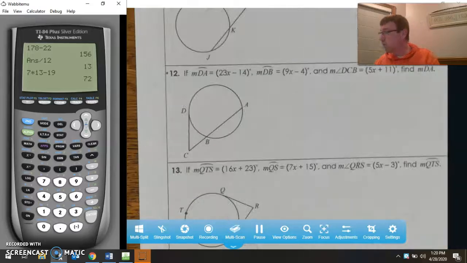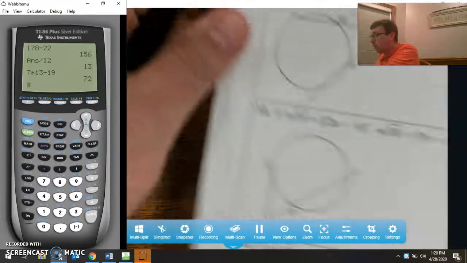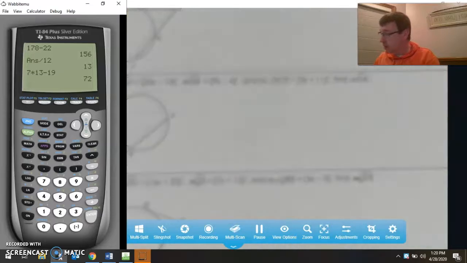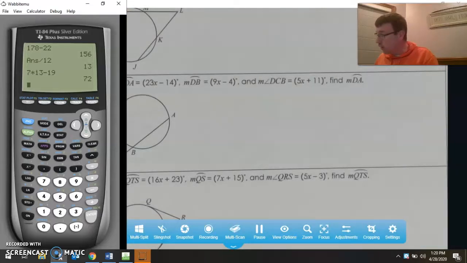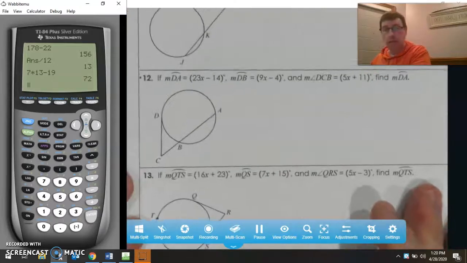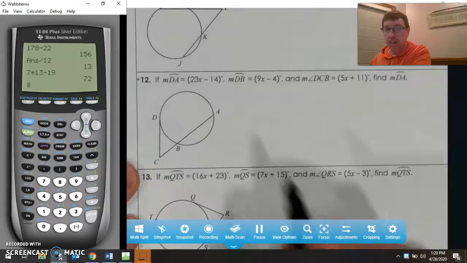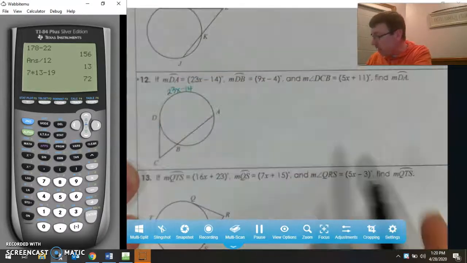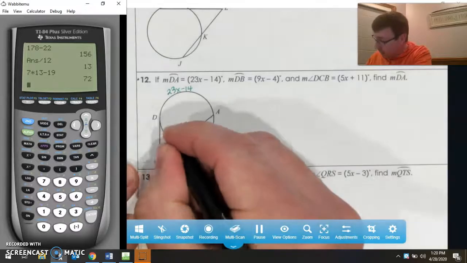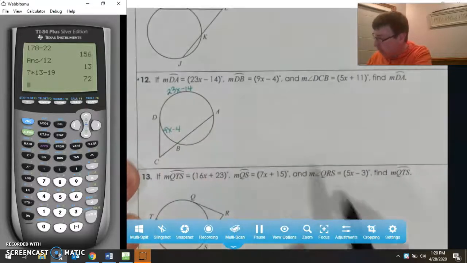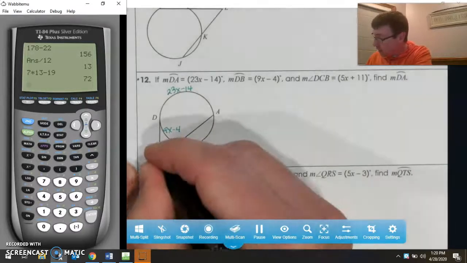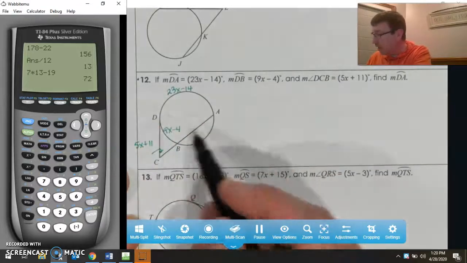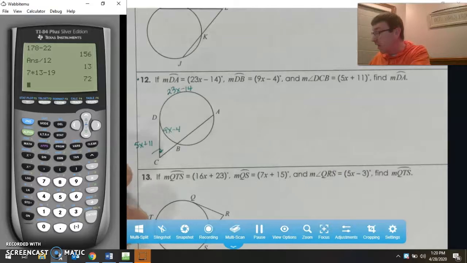Let's do one more here, because that's really all I have time with, and I want to get you guys going on this. If we take a look at number 12, okay, take a look at number 12. We know the measure of arc DA is 23x minus 14. The measure of arc DB is 9x minus 4. And angle DCB, which is this angle in here, would be 5x plus 11. I need to find the measure of the big arc.